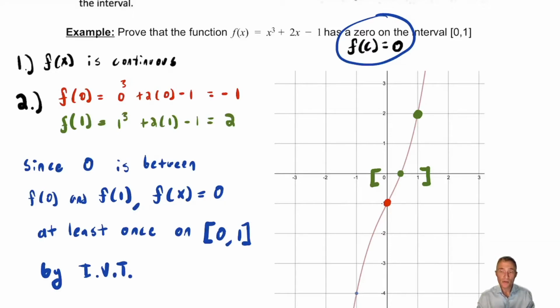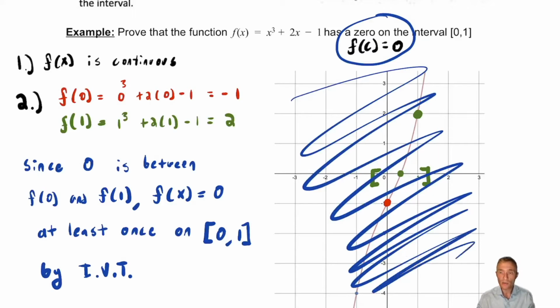And that is the formal way I could cover up this entire graph and you would still have proved the statement to me. You would have said that when x is 0, my y value is -1. When x is 1, my y value is 2. If I have a continuous function, I can't draw between those 2 points without crossing the x-axis.